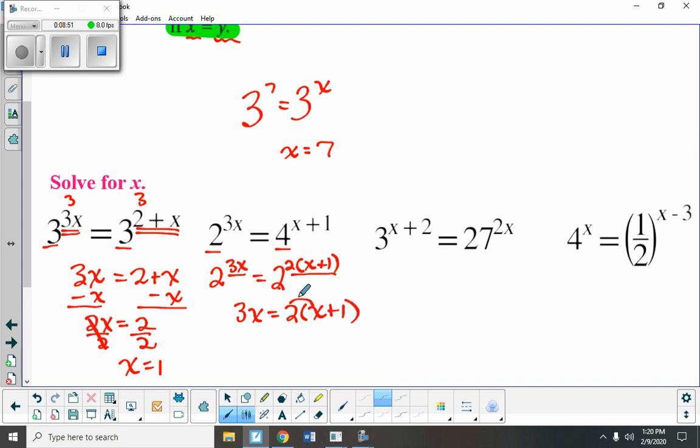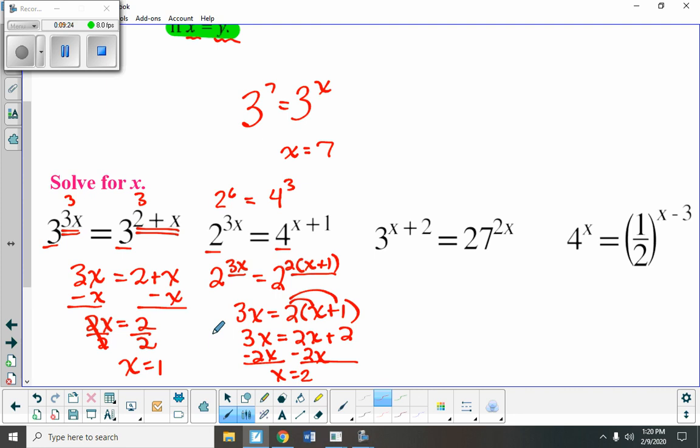Remember, we'll need to distribute here on the right. And then we just solve. So x is equal to 2. If we put that back in the original, 3 times 2 is 6, so this is 2 to the 6th. And then this would be 4 to the 2 plus 1, which is 3. Well, 4 to the third is 64, and 2 to the 6th also equals 64. So that value of x works when we plug it back in.